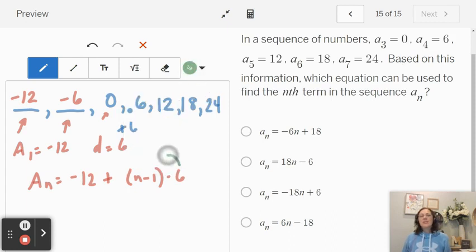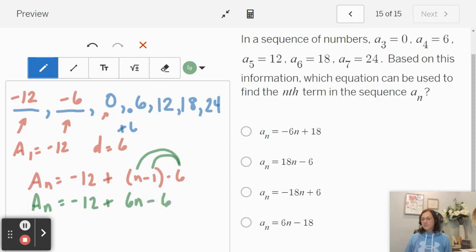I'm going to distribute this 6 to the n and to the 1. Okay, so that's going to give me a sub n is negative 12 plus, now distribute, 6 times n is 6n. 6 times 1 is 6. We're getting closer. Yes, so now we just need to combine like terms. Negative 12 and negative 6 is negative 18. And I've got that 6n in there. Now I can see that it should be this formula.